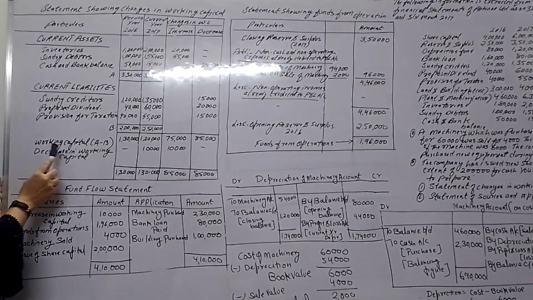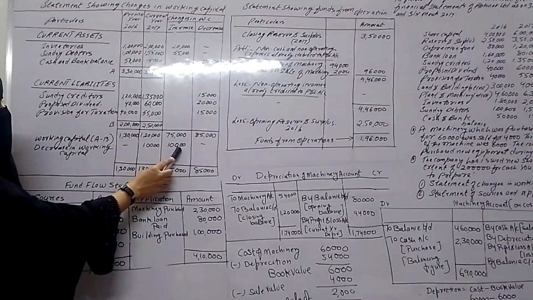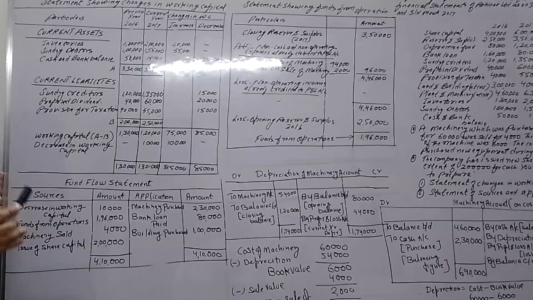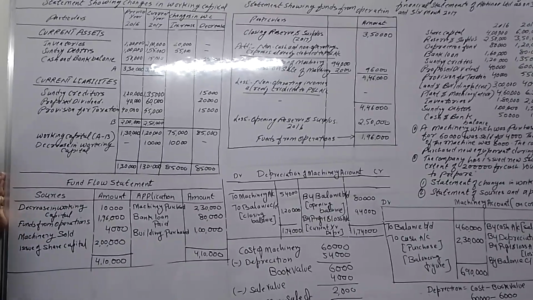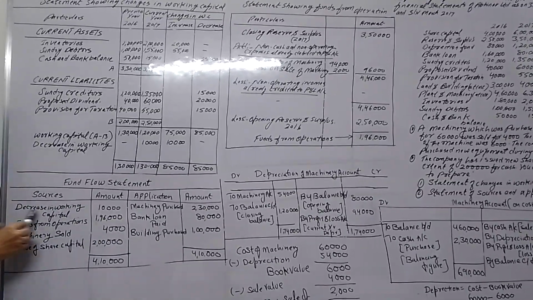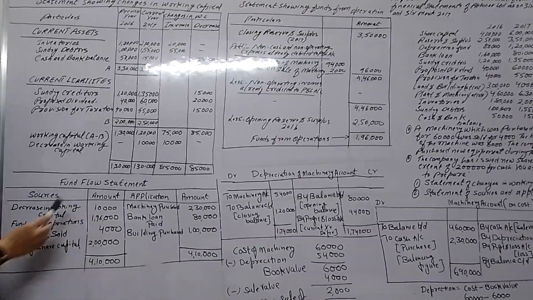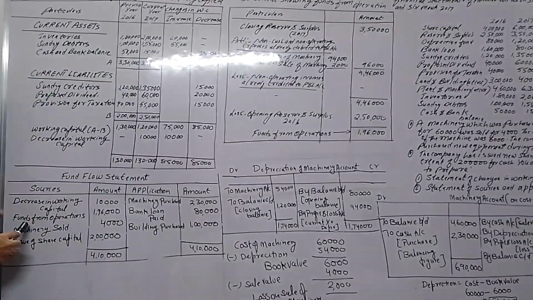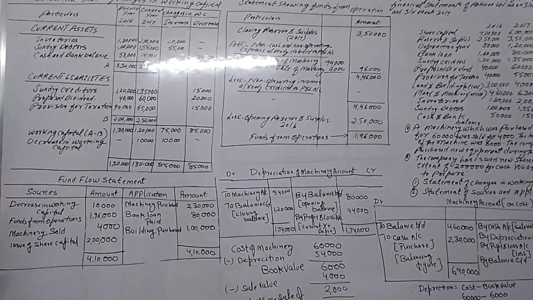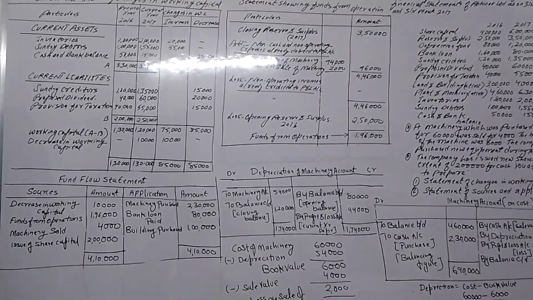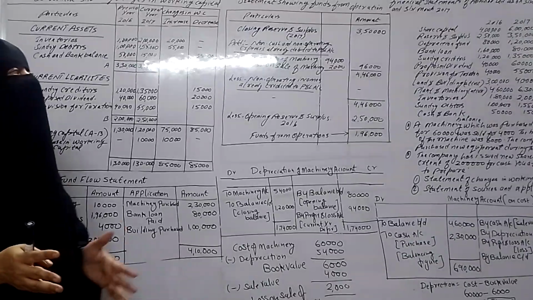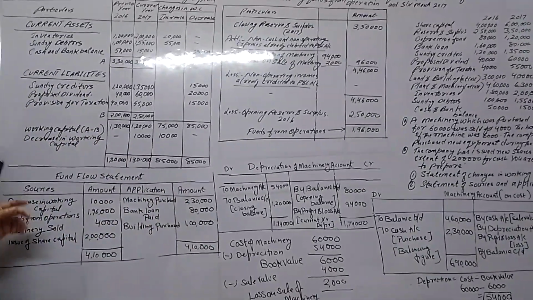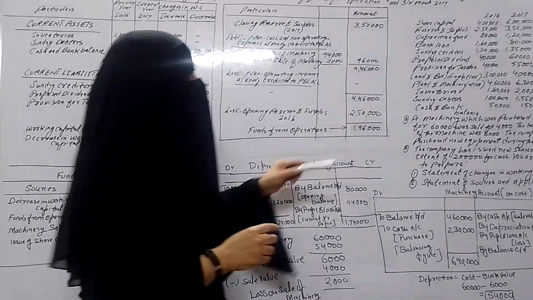So first, decrease in working capital, 10,000. Decrease in working capital is a source and increase in working capital is an application. So decrease in working capital 10,000 and funds from operation 1,96,000 also come on the sources side. Afterwards you have to see the fixed assets and long term liabilities. Under fixed assets, plant and machinery is there.